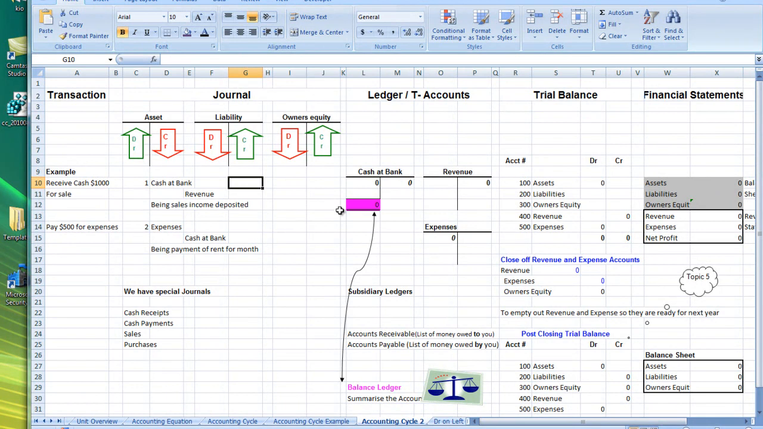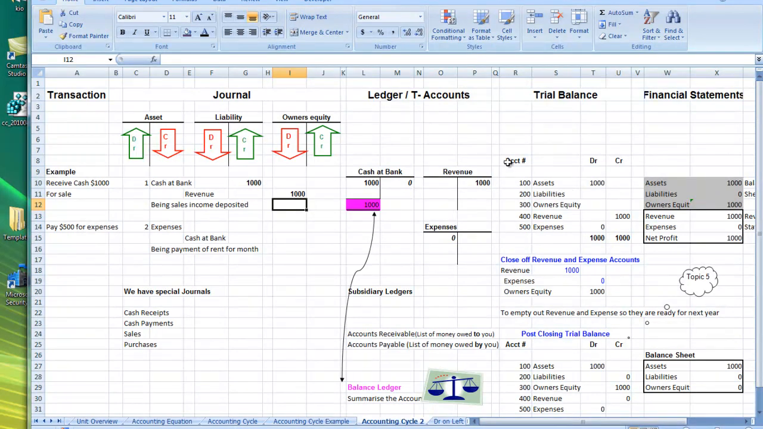We make a sale of $1,000 and we record that cash at bank debit, and we'll see immediately that goes into cash at bank debit in the general ledger. Here we're using T accounts for the general ledger, and then I'll record the revenue item, and so debit cash at bank, credit revenue 1,000, and that will go 1,000 in our revenue.